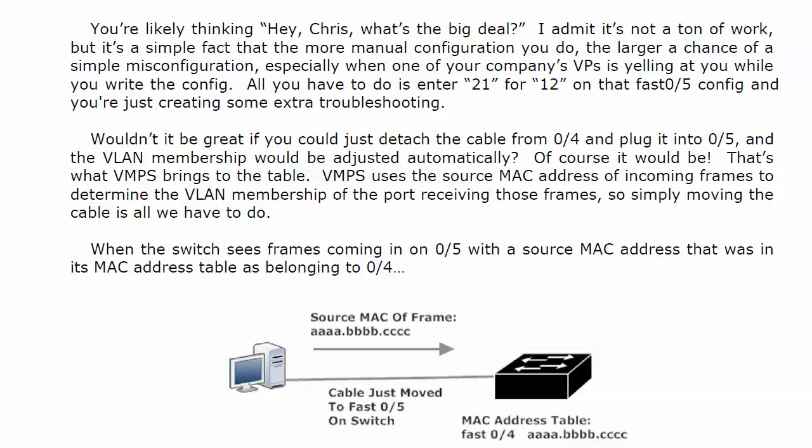and what have you just done? You've created some extra troubleshooting for yourself, because then that guy's going to go back and say, hey, I still can't get on the network, etc. Wouldn't it be great if you could just detach that cable from port 4, plug it into port 5, and the VLAN membership is adjusted automatically? Of course it would be.